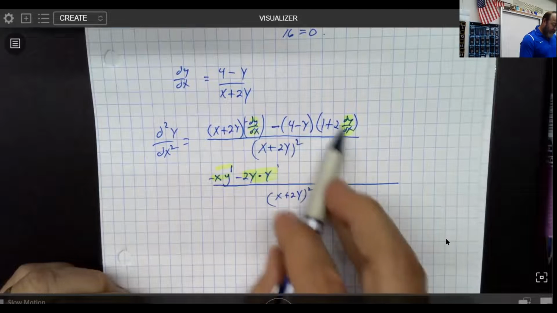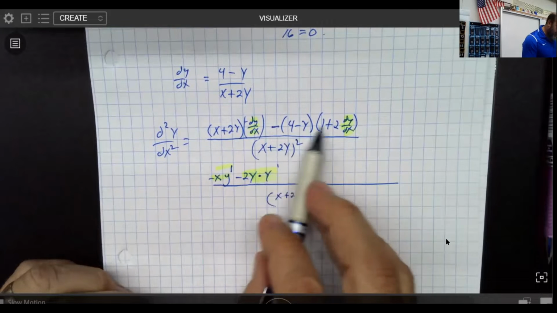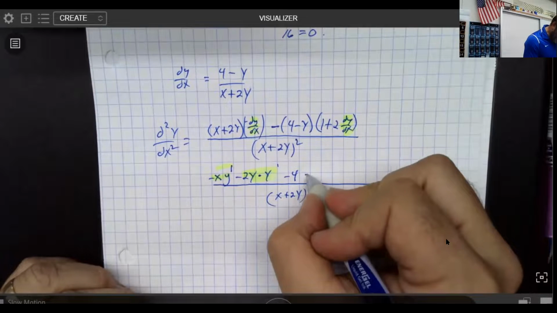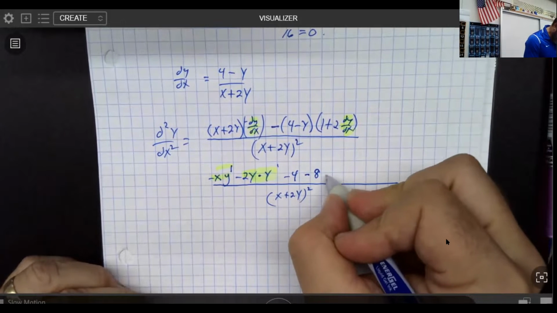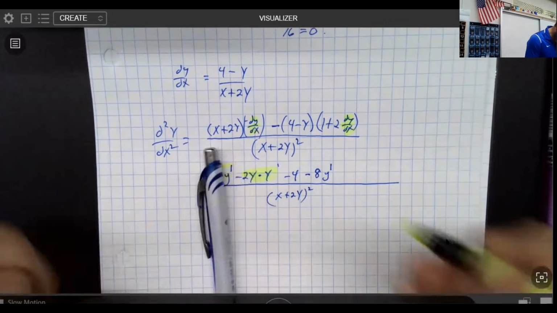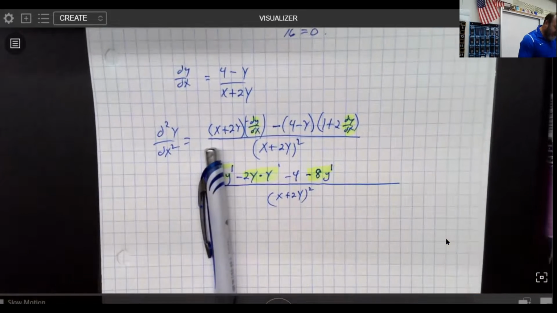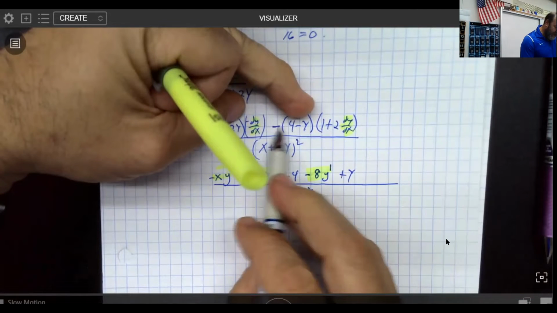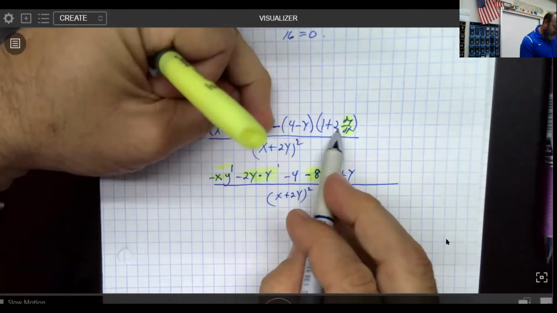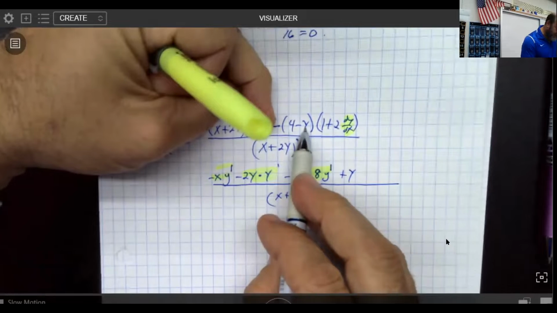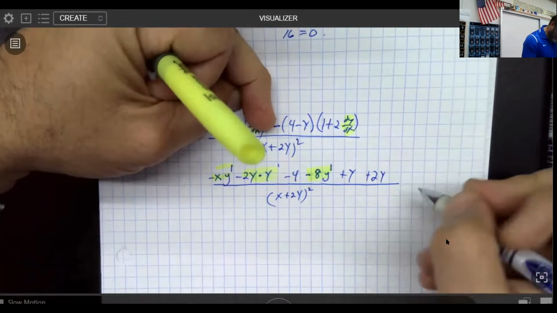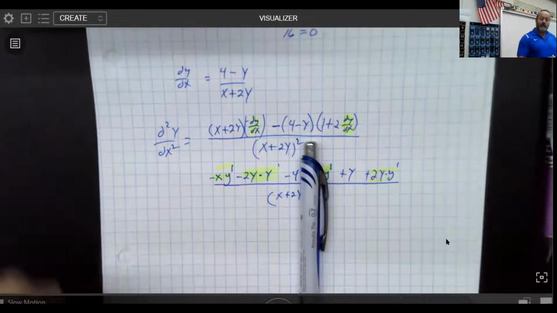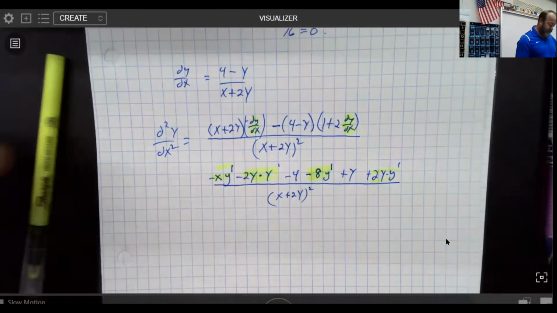Now over here, it's a little bit harder. If I distribute the negative 4 times the 1, I've got a minus 4. The negative 4 times this is going to be a negative 8y prime. And then I've got a positive y times 1. And then I have a negative 2y. I got to be careful. I've got a positive y times 2. So I got a 2y times y prime. Okay. So notice that I have a variety of y primes kicking throughout this problem.